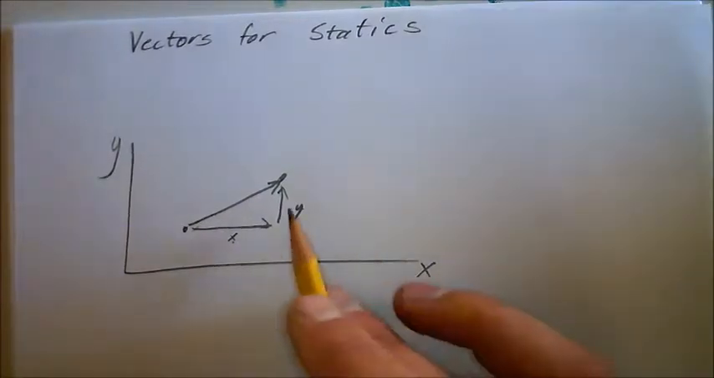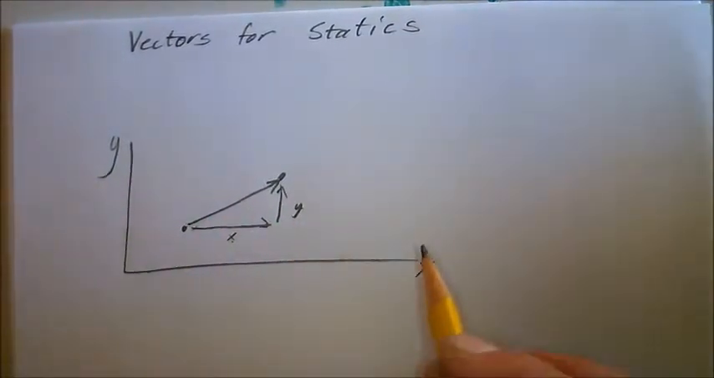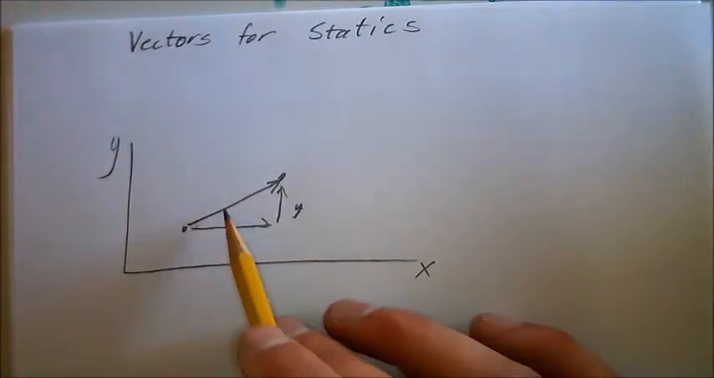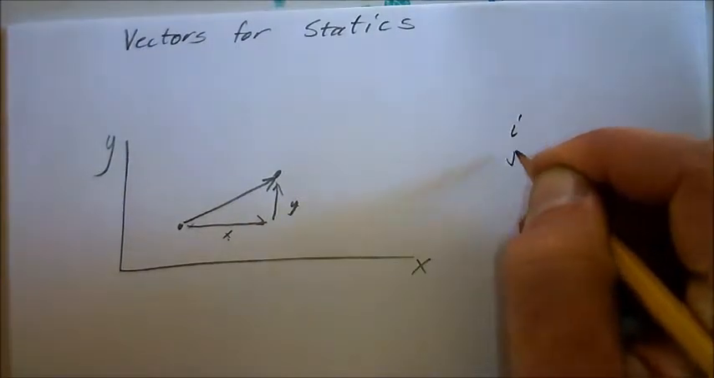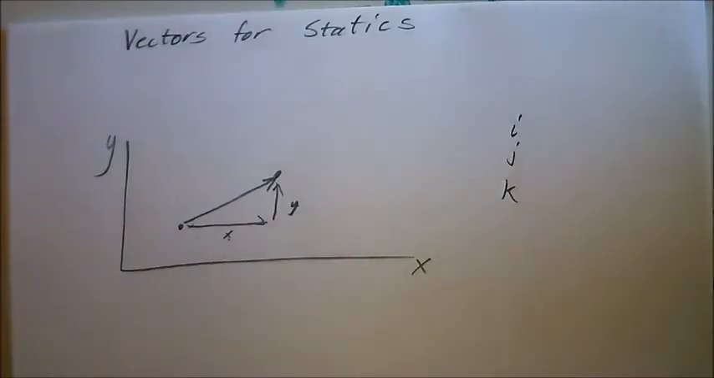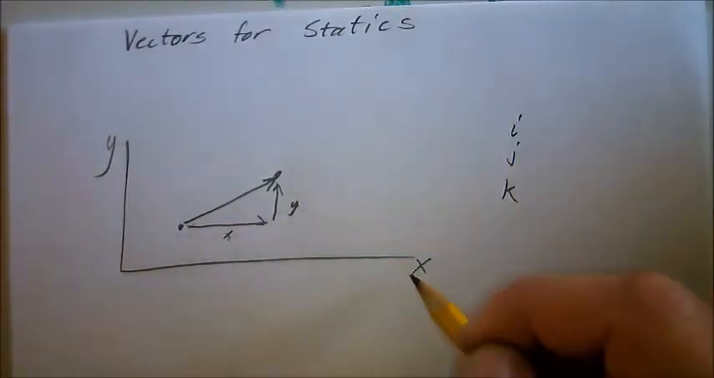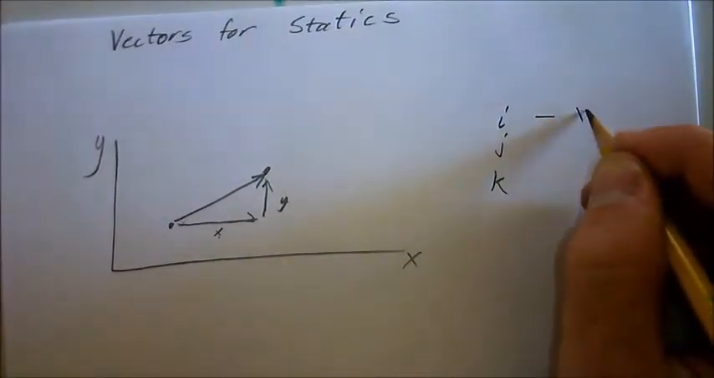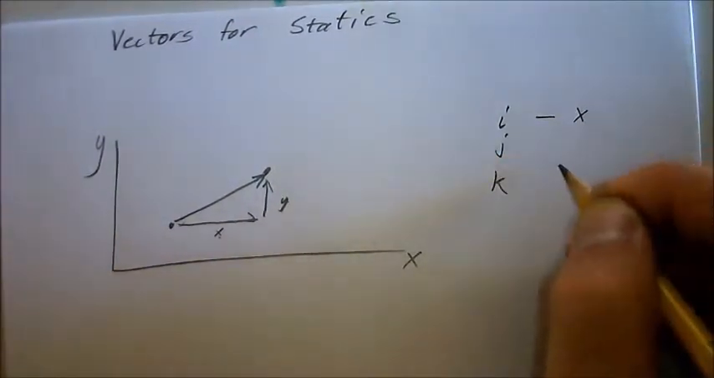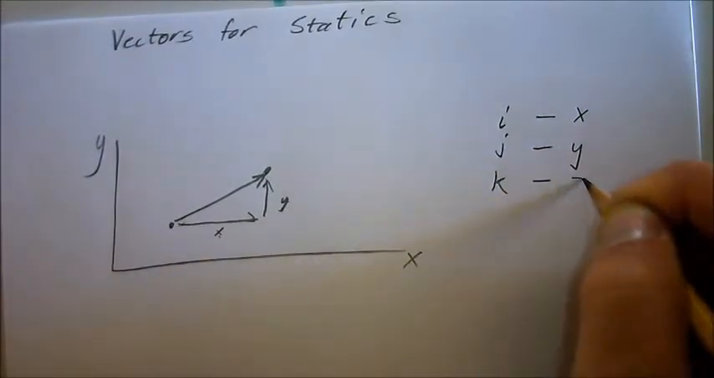Now, vectors in statics, we don't work in x and y. Axes are set up in x and y, but in order to denote the direction of a vector, you use i, j, and k for the direction of the vector. And now, how these work is they're basically a substitution for x, y, and z. So i is the same as a direction in the x direction, j is the same as the direction in y, and k is the same as the direction in z.